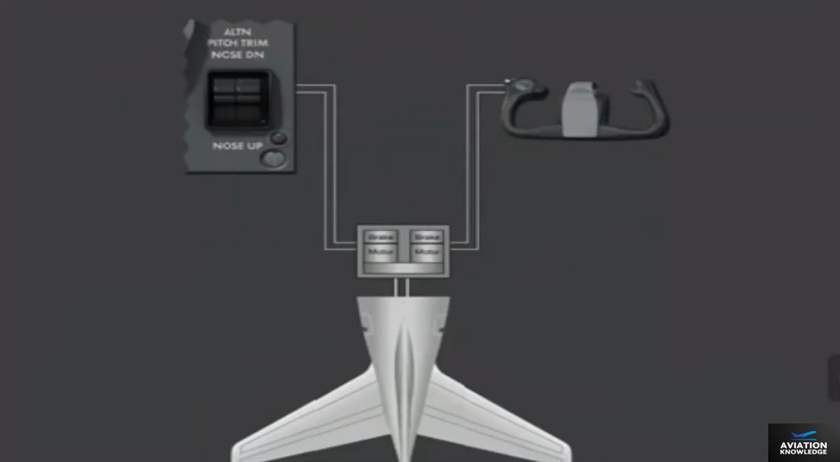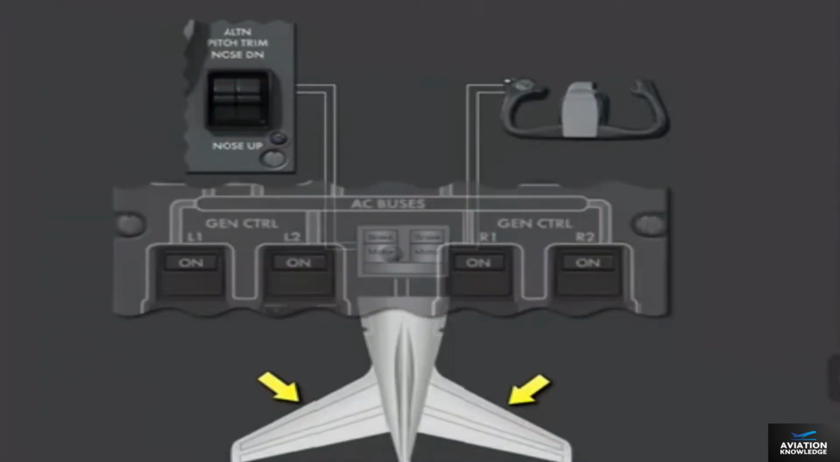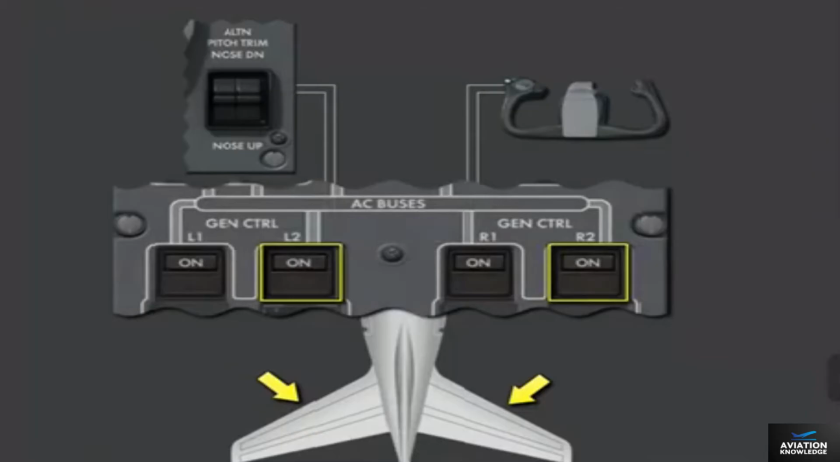Stabilizer position commands are processed through two independent channels within the flight control system. The commands come from the primary or alternate pitch trim switches. The stabilizer is moved using an electric control unit powered by the L2 and R2 AC buses.